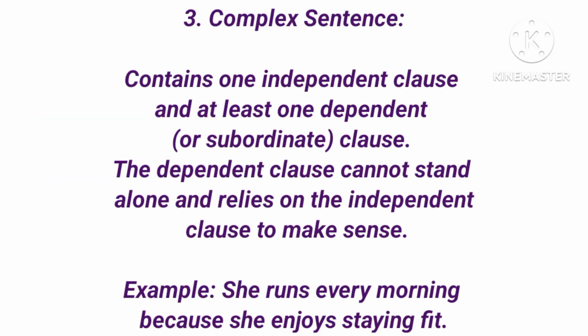Number 3. A complex sentence contains one independent clause and at least one dependent or subordinate clause. The dependent clause cannot stand alone and relies on the independent clause to make sense. Example: She runs every morning because she enjoys staying fit.